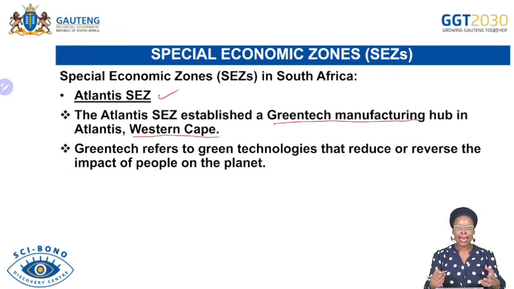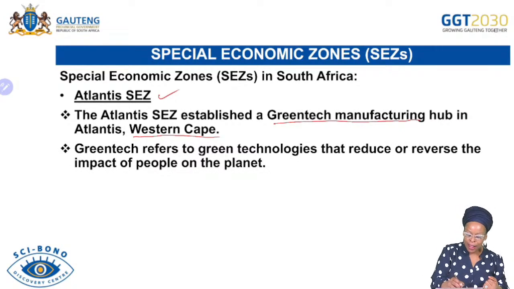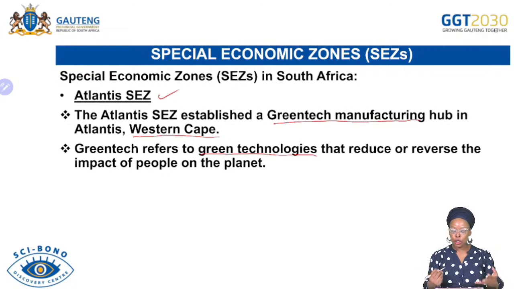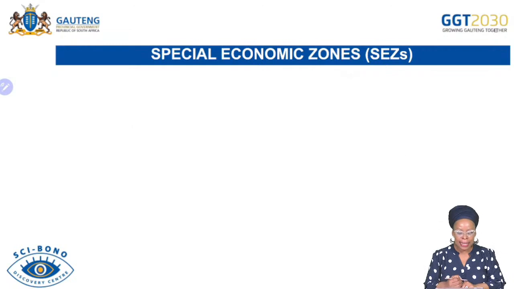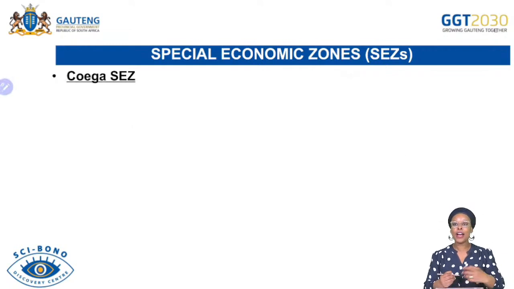Okay, green tech, I mentioned that it refers to green technologies that reduce or reverse the impact of people on the planet, the impact of environmental damage, such as pollution. Remember, pollution affects us as human beings. I will just list them. Okay, this is for enrichment purposes.